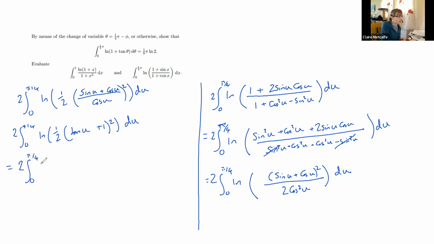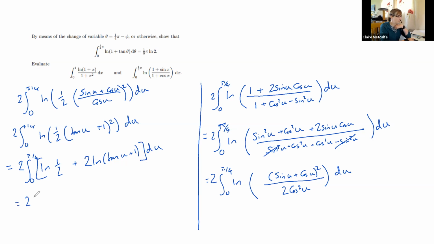I'm going to split up this log. So this is log 1/2 plus, so I'm using log of a times b is log a plus log b. And then for the second part, I'm going to do 2 steps at once, which is fine as long as you're careful. Log of tan u plus 1 all squared is the same as 2 log tan u plus 1 du. So what I've done is I have split up the half times this, and I've also taken the power out.